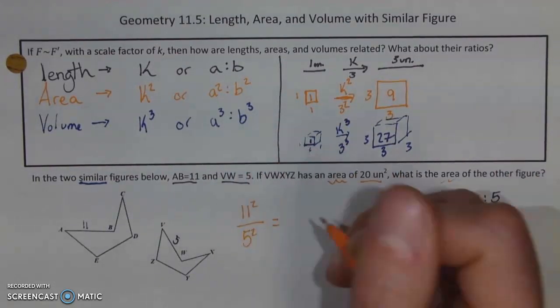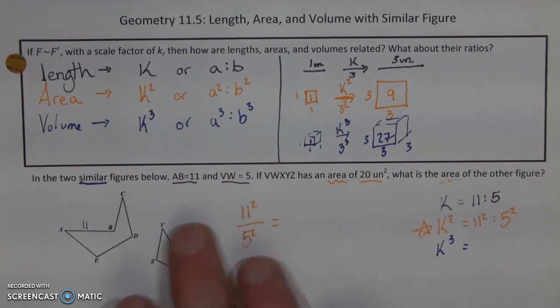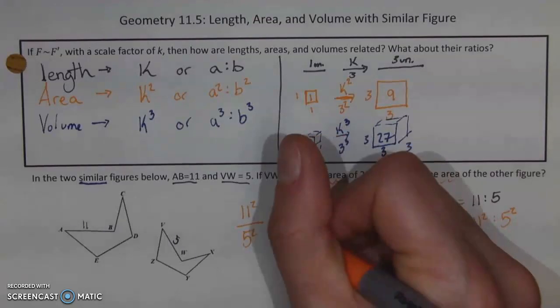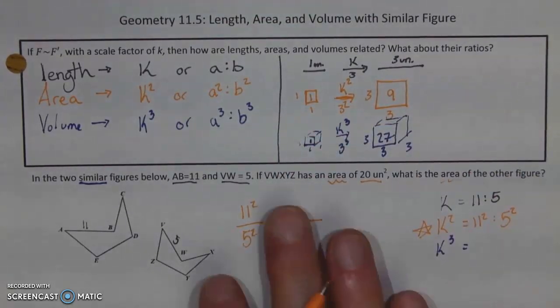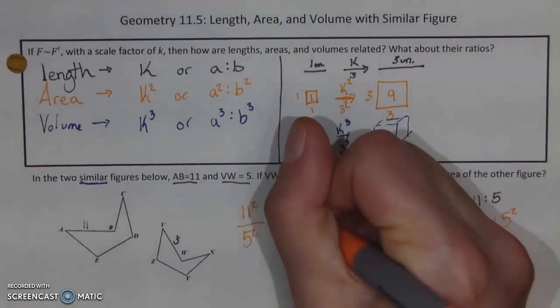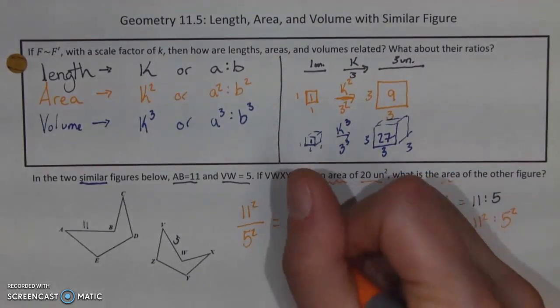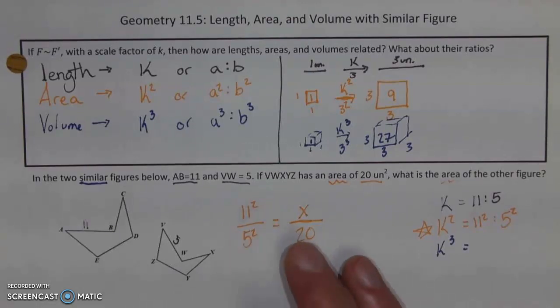It won't matter which one you put on top, provided you stay consistent. Since the 11 belongs with the larger figure, that means that when you fill these in, the larger figure's area should end up on top. So here, I don't know the area of the larger figure, A, B, C, D, E, so I'm going to put that down as x. But I do know that the area of the smaller figure is 20, and so that goes on the bottom to match with my smaller length of 5 squared.